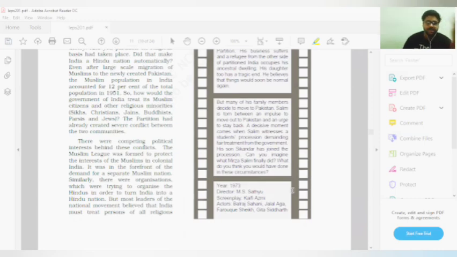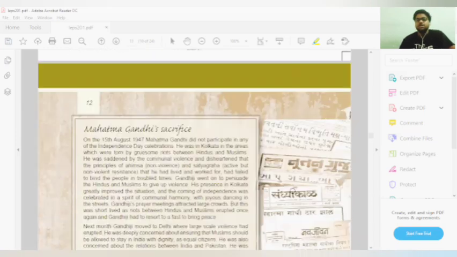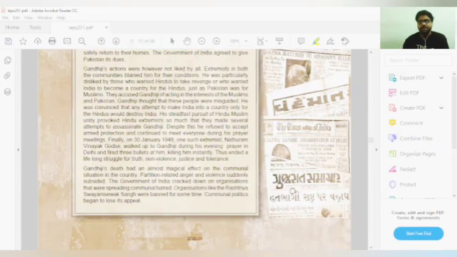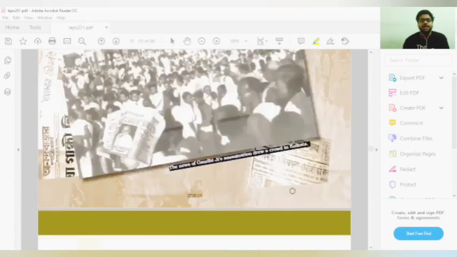There were competing political interests behind these conflicts. There were so many groups that wanted India to be a Hindu nation and Pakistan to be a Muslim nation. Somehow, our presidents, premiers, and prime ministers talked to all our chief ministers and leaders to give asylum to all the new refugees and migrants, and to help them in every manner they could. Mahatma Gandhi was killed by these extremists. This was his sacrifice, and after his murder, many things came to normalcy.